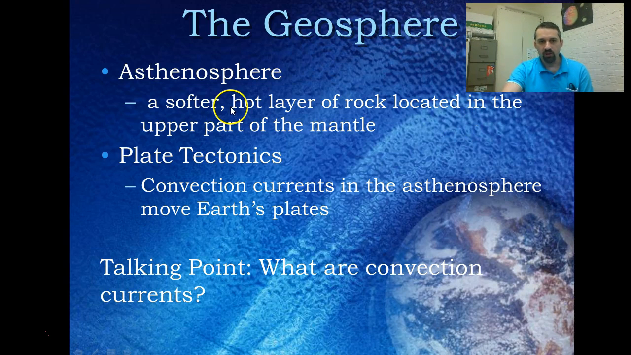So there's different parts. There's the asthenosphere. All right, that's a fun word to say, asthenosphere. It is a softer, hot layer of rock located in the upper part of the mantle. All right, and this is the part that I like to say the plates float on.